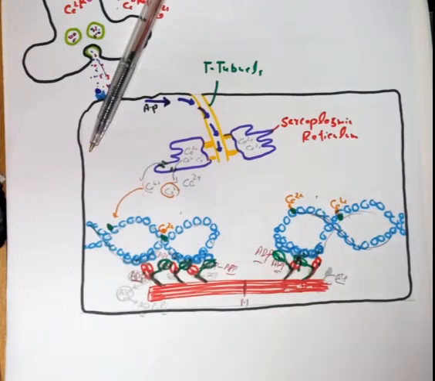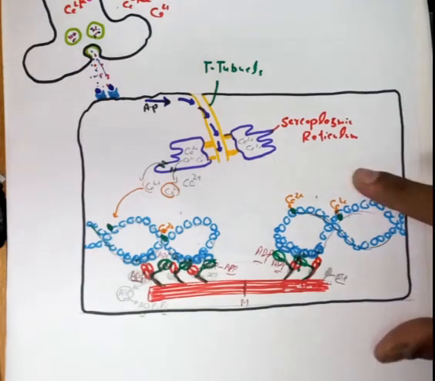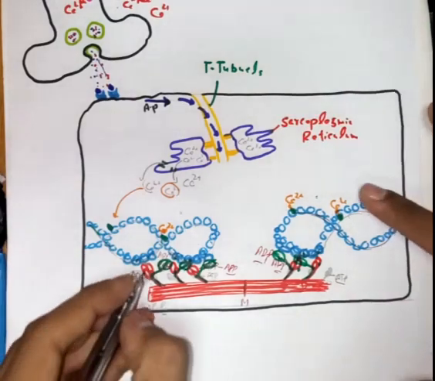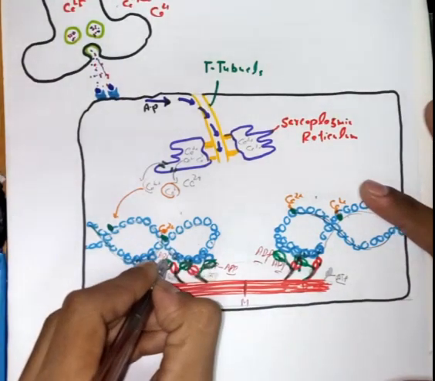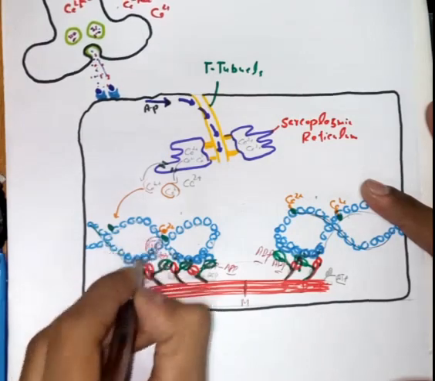Now how will this muscle get relaxed? We need an ATP molecule for the relaxation. A new ATP molecule will come over there, and it will replace this ADP, and ATP will be attached.